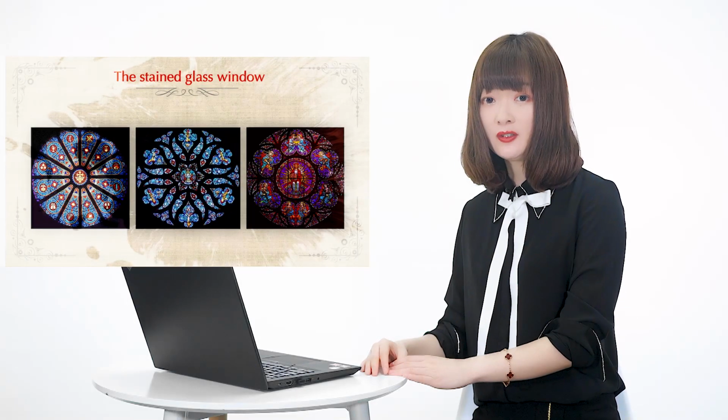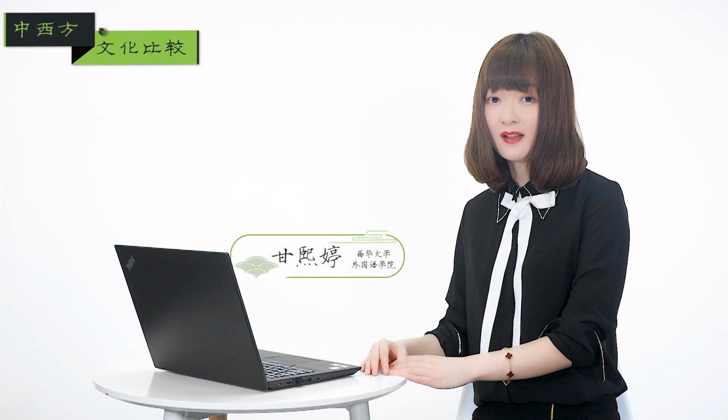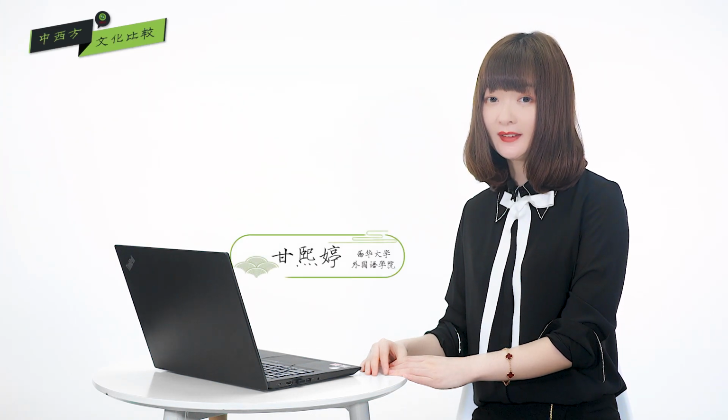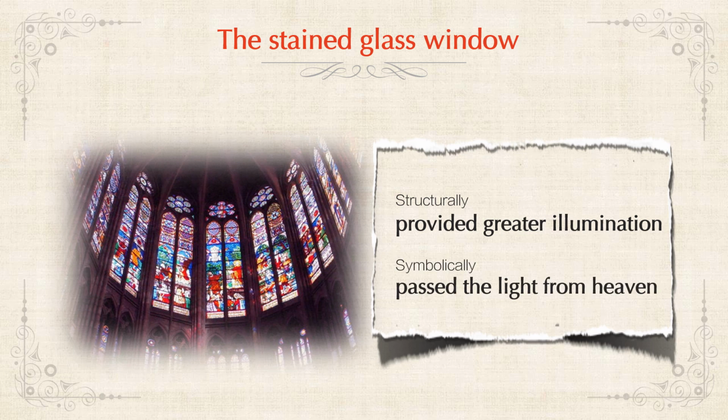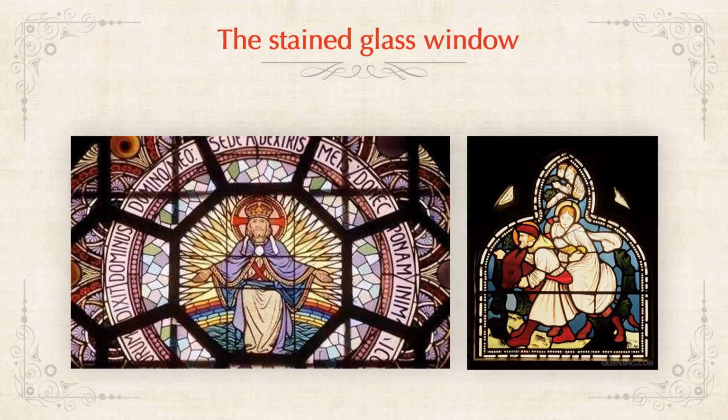Apart from being vertical, the stained glass window was another notable feature. The selected colored glass was cut into desired size and shape according to the story it told. Structurally, these windows provided great illumination. Symbolically, the window was regarded to pass the light from heaven. In these transparent glasses, biblical stories and the saints' lives were vividly portrayed for the believers to appreciate.